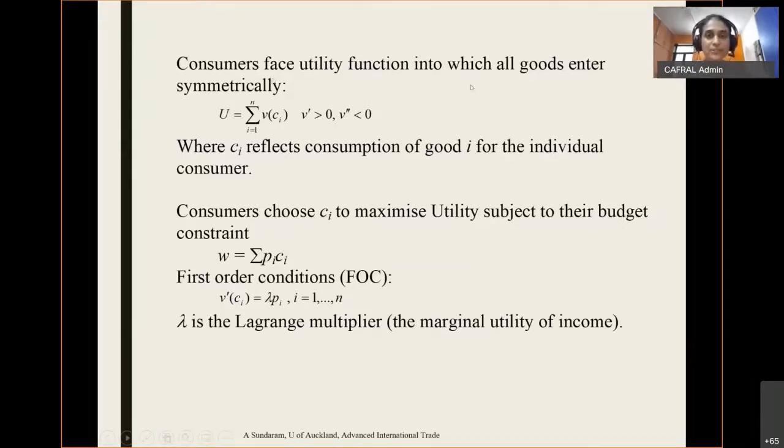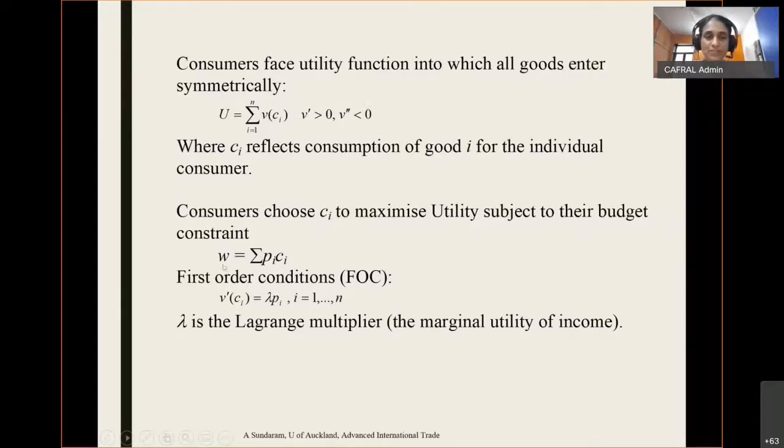So first, consumers face a utility function. The utility function is simply that consumers get utility from consuming the N different varieties of these cars. And C_i is going to be the consumption of a particular variety of cars. So C_i would be, let's say, consumption of BMWs, right? Now, consumers are going to choose C_i, which is consumption of a variety, to maximize their utility given by that utility function U, subject to the budget constraint.